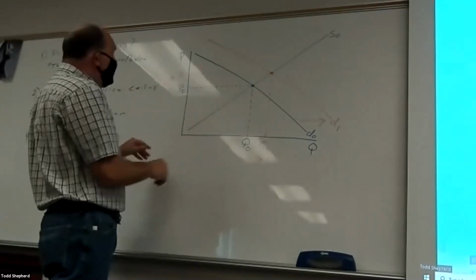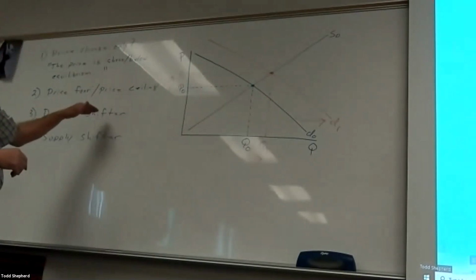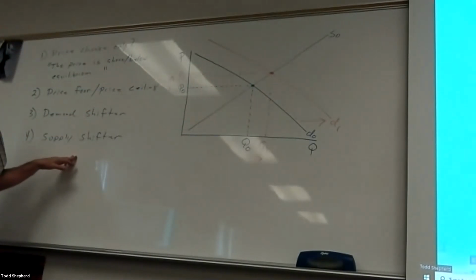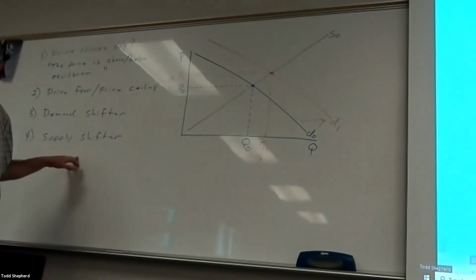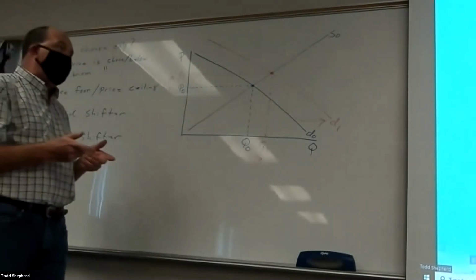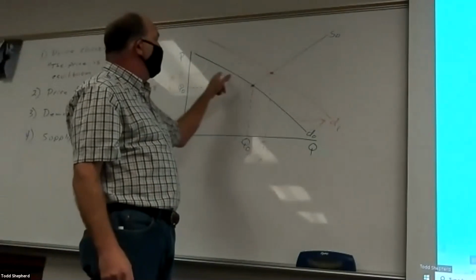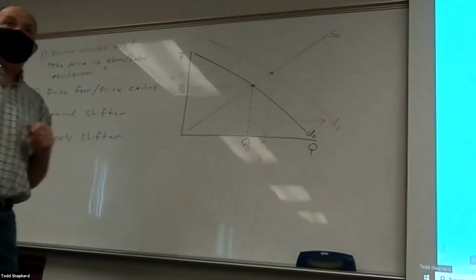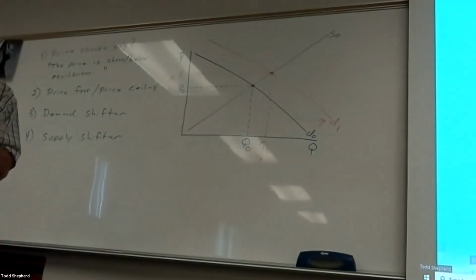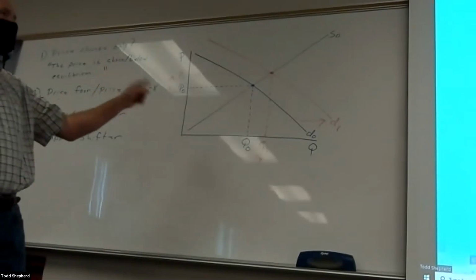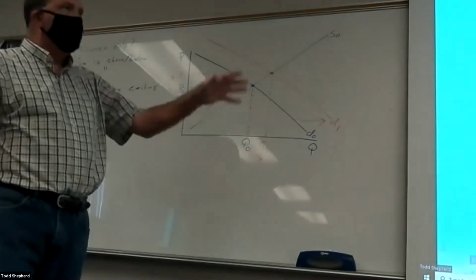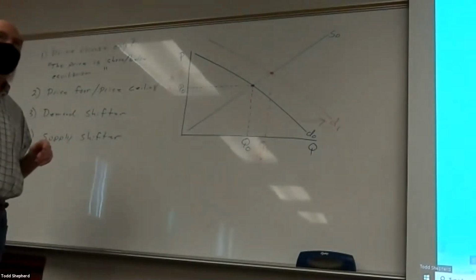Guys, let the model do the work for you, right? Graph it out, go through this process of trying to identify what kind of shifter we have. Once you get it identified, take your rule, apply it to your graph, and then determine from the graph what happens to equilibrium price and quantity. So this would be the correct graph to go along with the scenario that I had on the board.